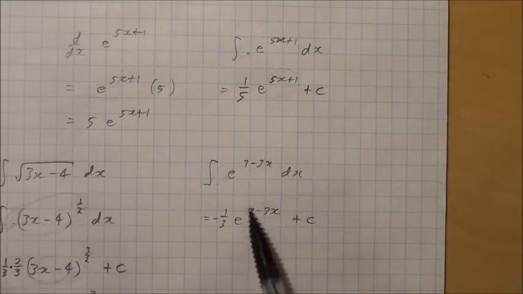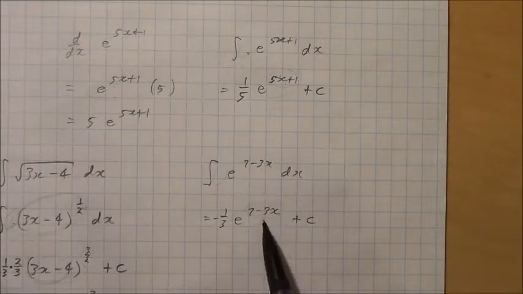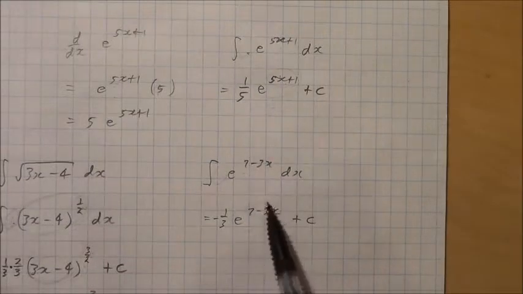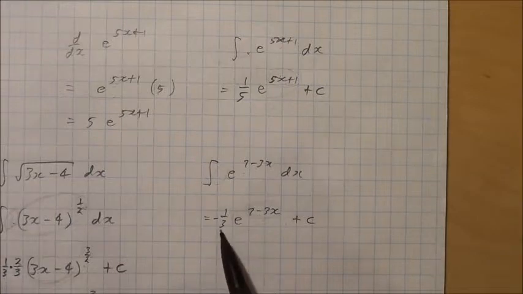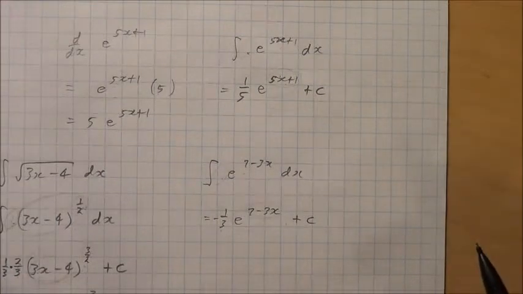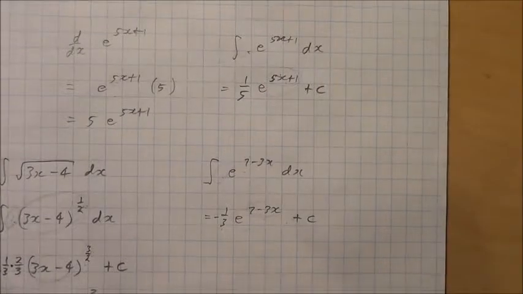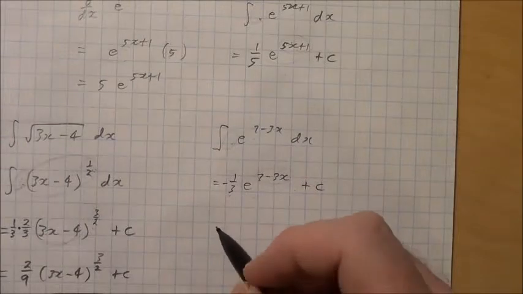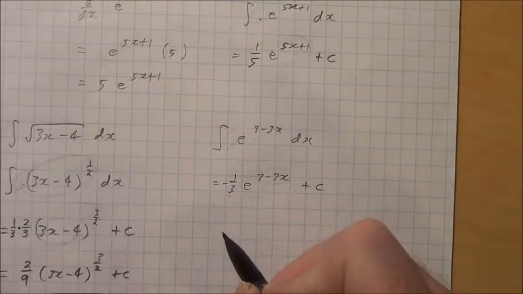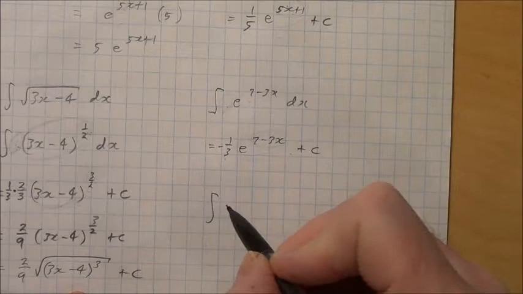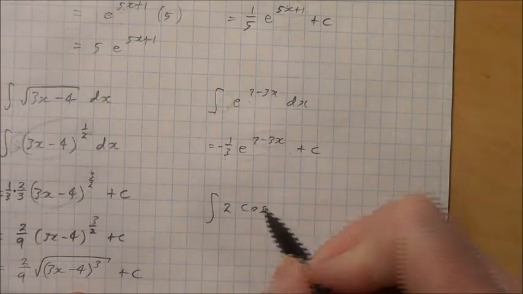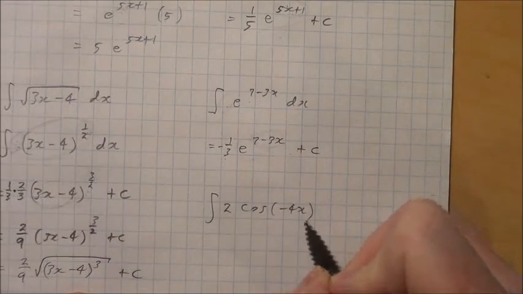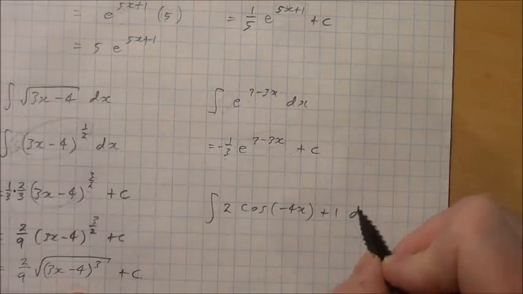So to check that, I take the derivative, e to the 7 minus 3x results, and then the derivative of the exponent would be negative 3 times negative 1/3, which gives us 1. Okay, so that checks out. And then let's look at the integral of 2 cosine of (negative 4x) plus 1 dx.